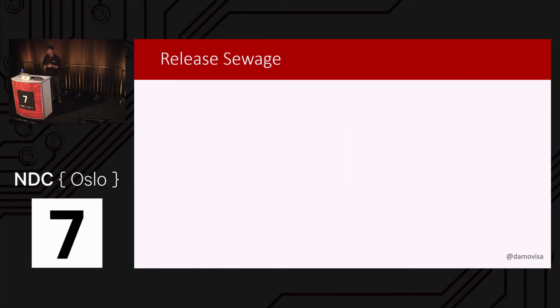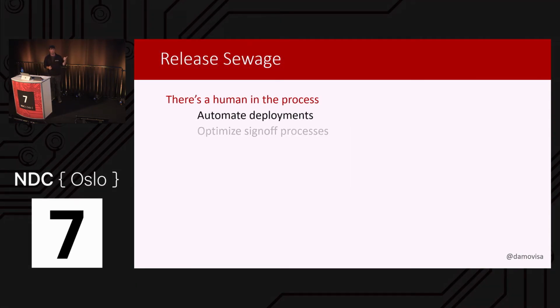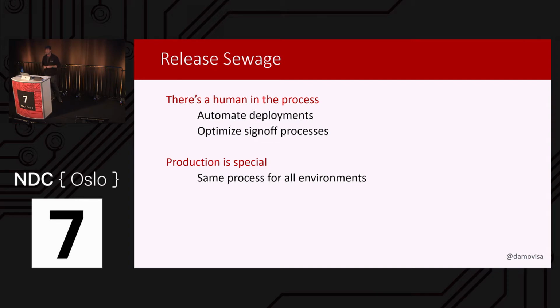Right, so the release ones. Number one problem is that there's a human involved in that release process. You want to automate your deployments and optimize anything you can't automate. Don't treat production as a special environment. It should just be another environment, right? Something else you can deploy to.